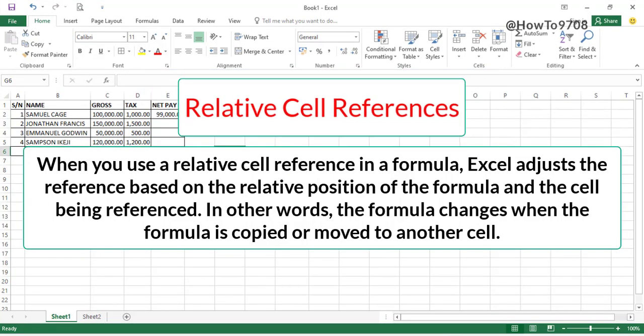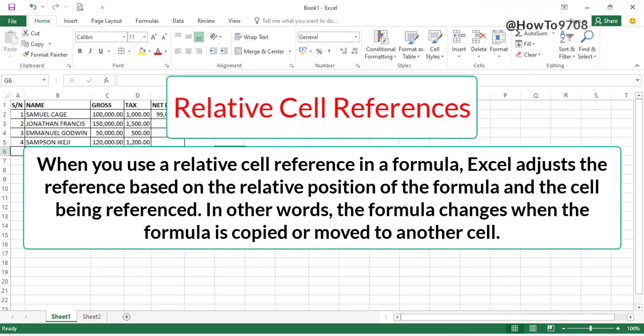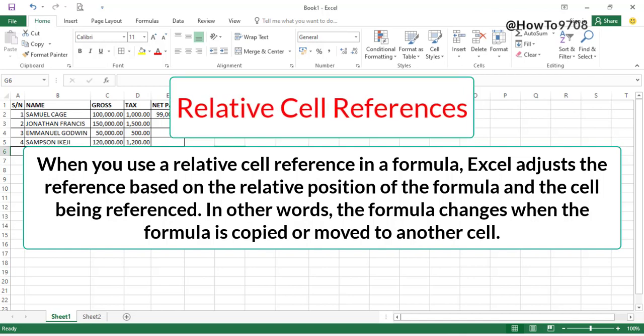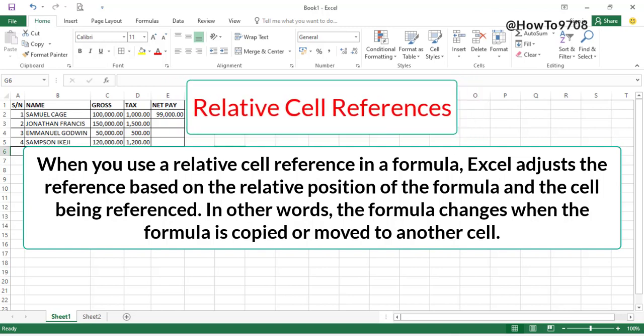1. Relative cell references. When you use a relative cell reference in a formula, Excel adjusts the reference based on the relative position of the formula and the cell being referenced. In other words, the formula changes when the formula is copied or moved to another cell.